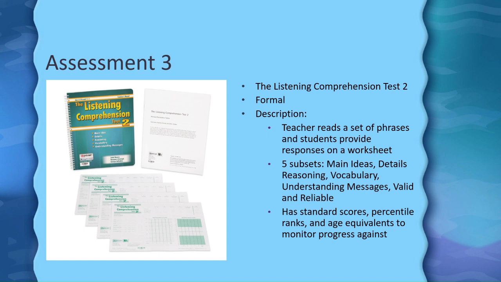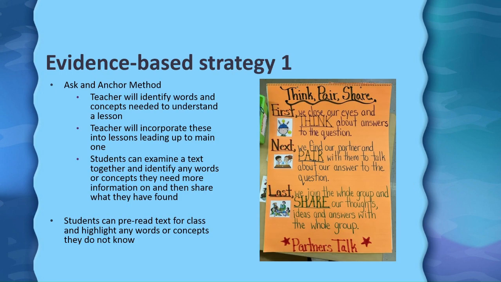So when it comes to scoring, it's the amount correct that you get, and they have standard scores, percentile ranks, and age equivalents provided from the research done to produce a test that you can monitor progress against. So it's a lot of charts and it's a lot of direct data, which can be very useful, but also time-consuming. So our first evidence-based strategy is the ask and anchor method.